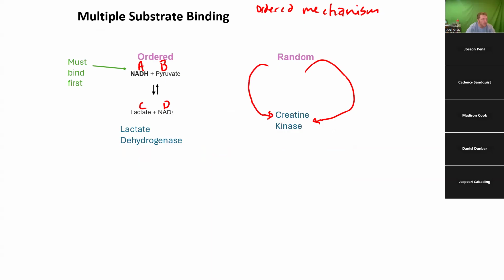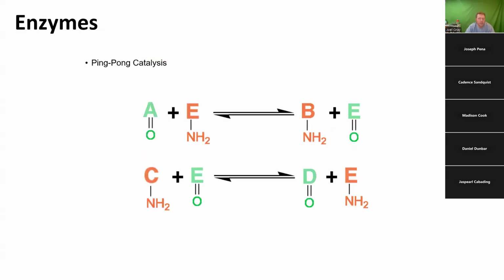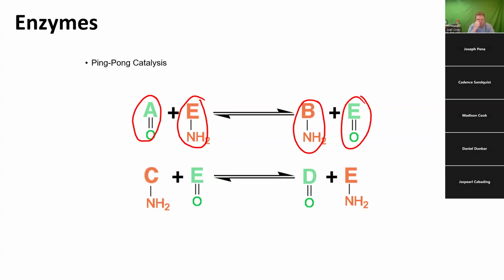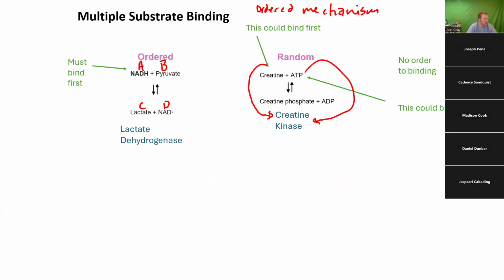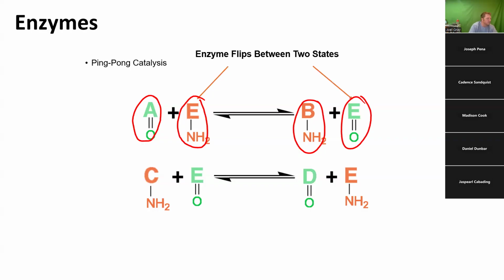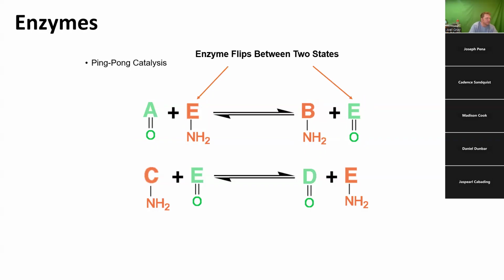Now, the next type of mechanism is known as ping pong catalysis. And here we have an enzyme that will bind substrate A and substrate B, and it will produce product B and product E. Basically, there's another way that I like to depict this. Sorry, let me erase that.